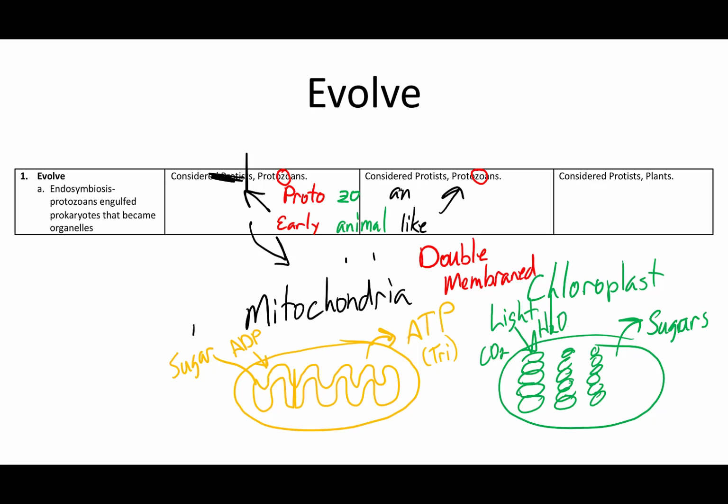So double membrane, they are self-replicating. So mitochondria make more mitochondria, chloroplasts make more chloroplasts inside of a cell. And what do you need to replicate? Well, you need to know how to replicate yourself, and that's also the cool thing. They both still have their own DNA.